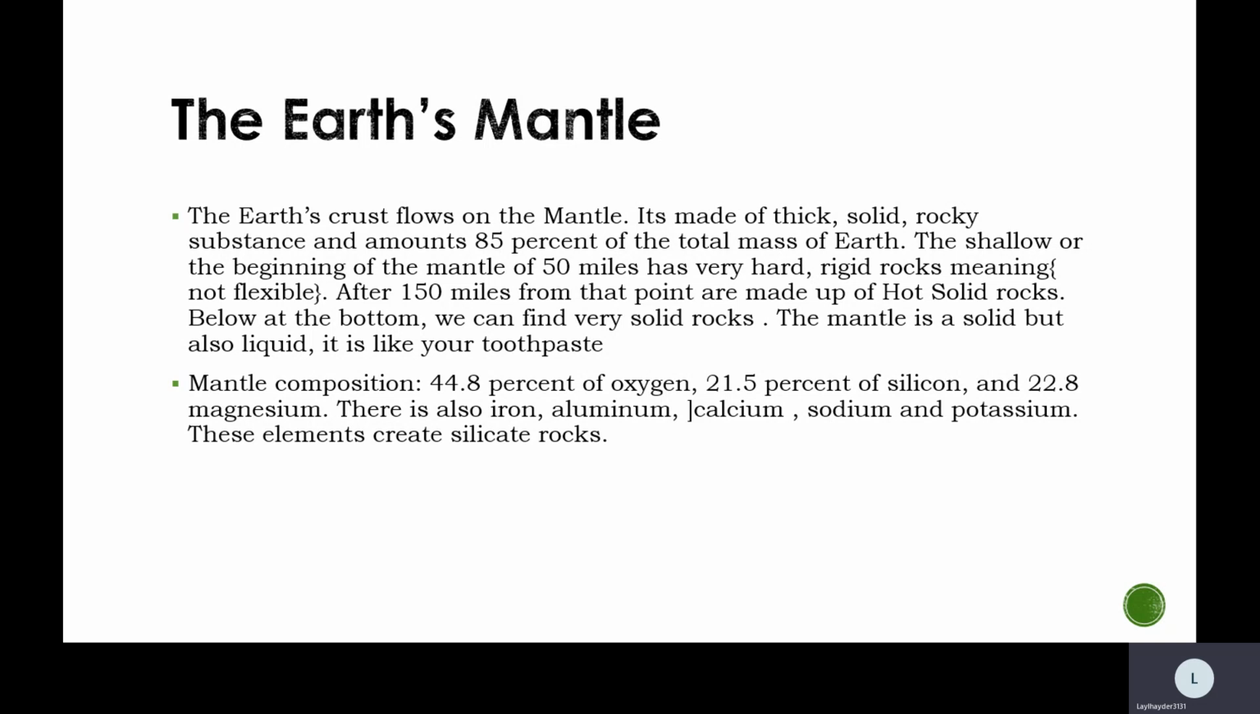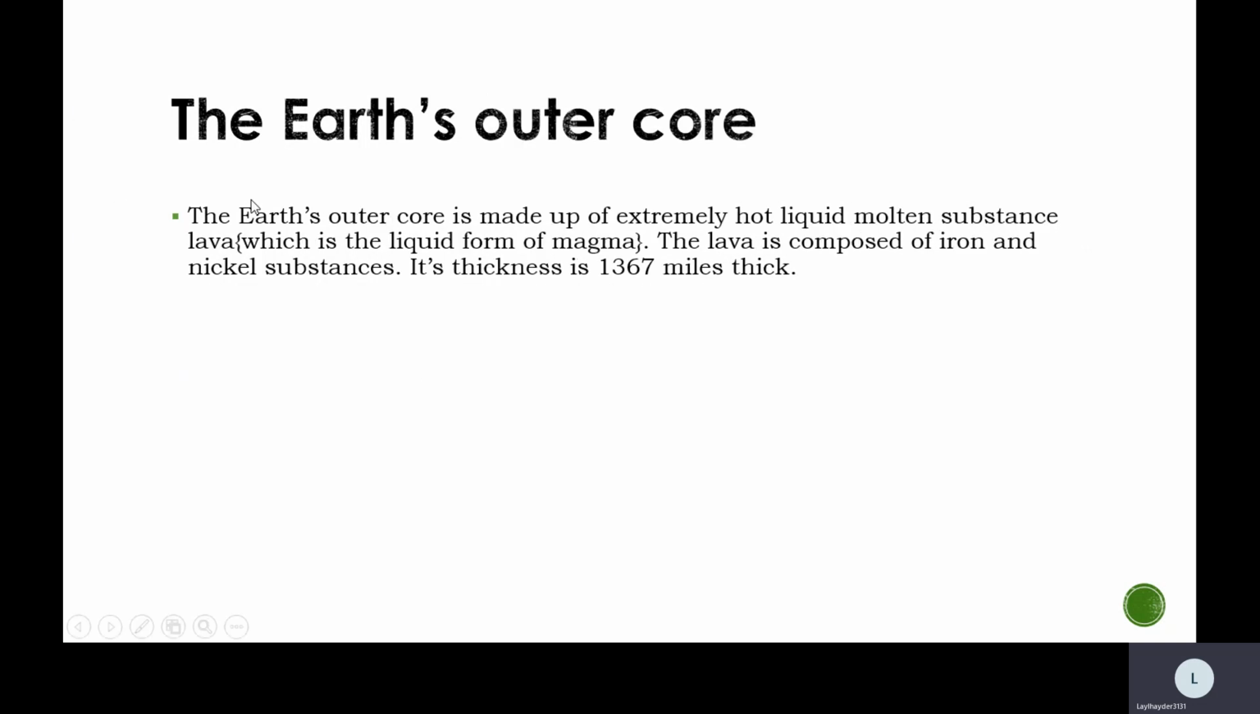So the mantle's composition is 44.8% oxygen, 21.5% silicon, and 22.8% magnesium. And there's also iron, calcium, sodium, and potassium. These elements create silicate rocks.